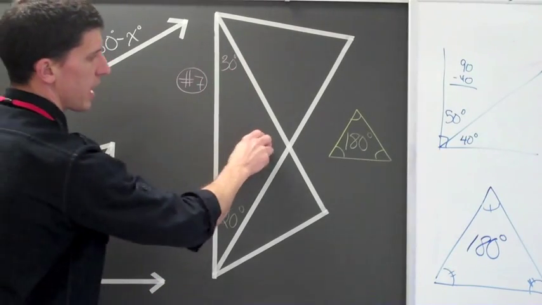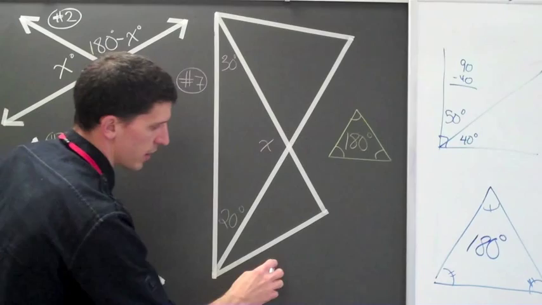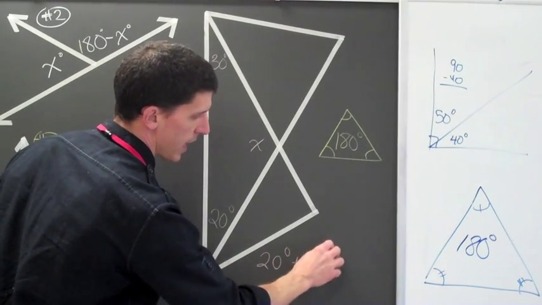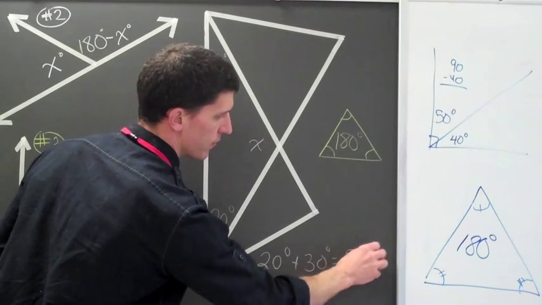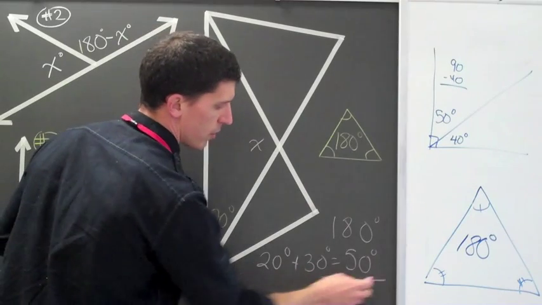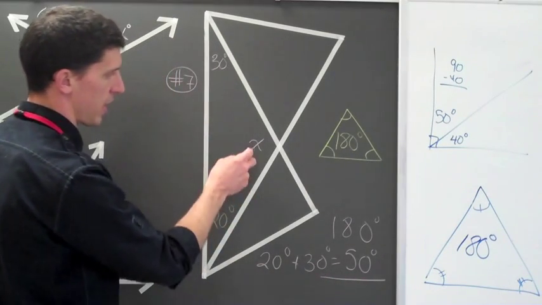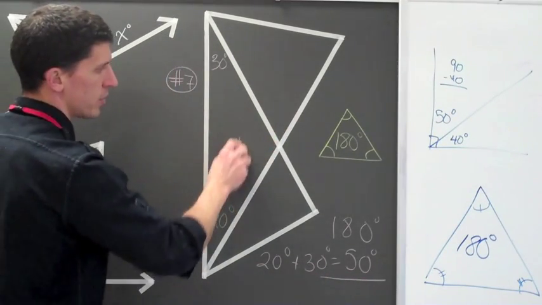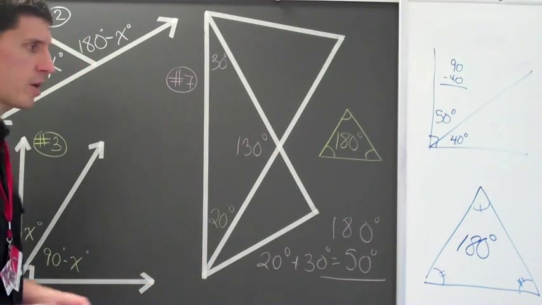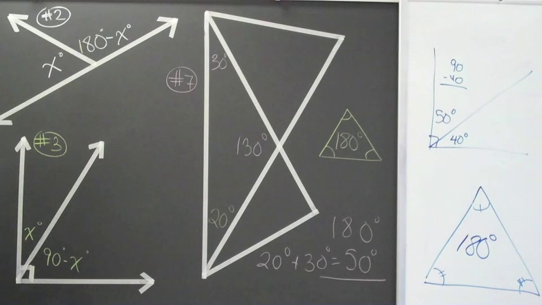To find a missing angle x, I would simply take 20 degrees, the 30 degrees, and add them together and get 50. And then subtract that from the total that we have here. When I subtract that, in this case, x becomes 130 degrees. That, in conjunction with the other 6 rules, will give you everything you need to take a complex shape and break it down and make it simple.